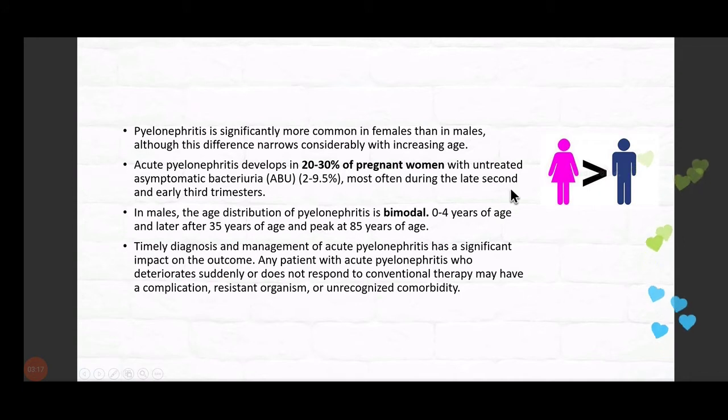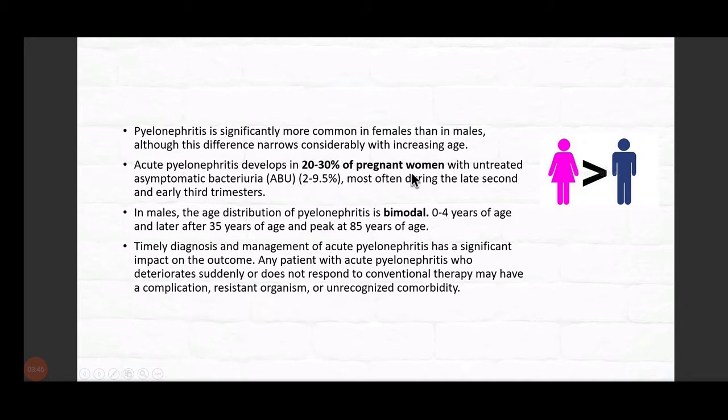As far as the epidemiology of pyelonephritis is concerned, for unknown reasons or because of the physiological condition of pregnancy, pyelonephritis has been found more in females than in males. But this gender gap becomes almost the same at an increasing age. That is, after 60 years, they have an equal distribution.